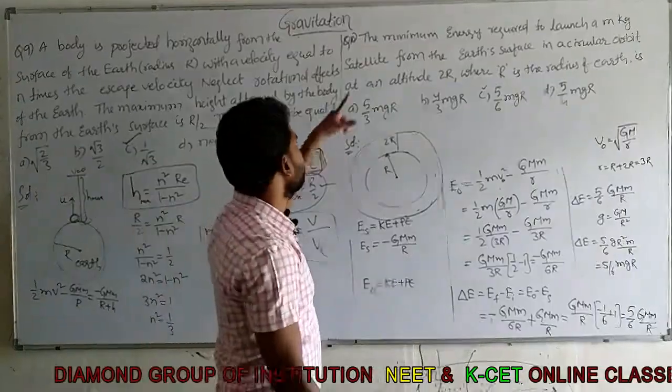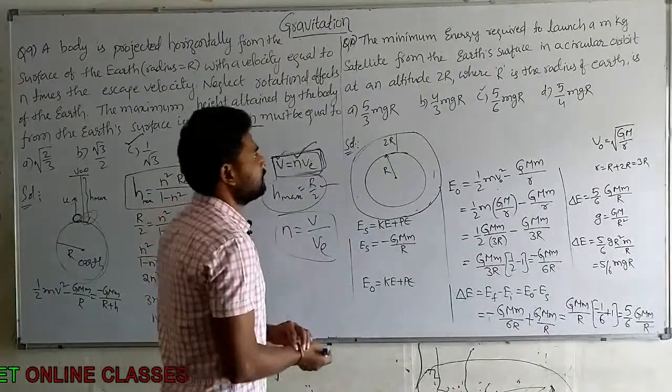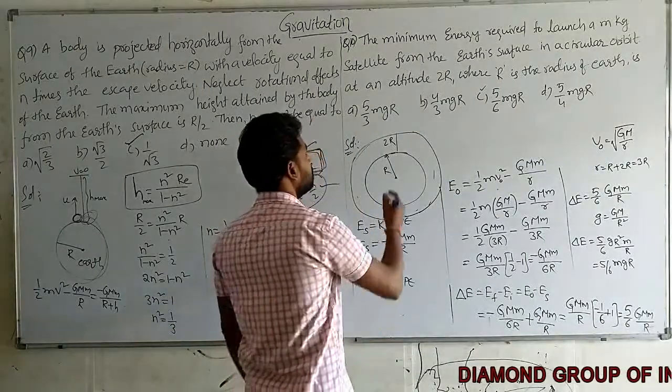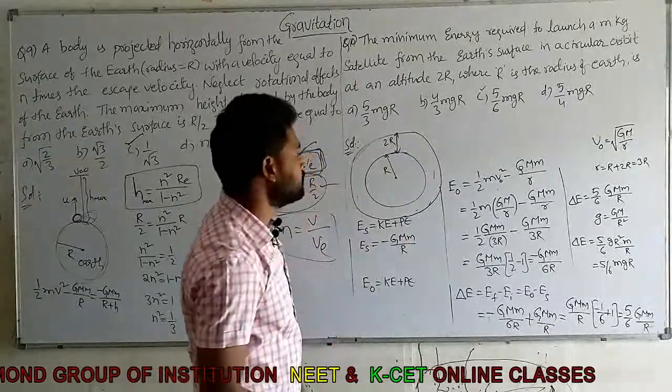Okay, follow this one. Next: the minimum energy required to launch an m kg satellite from the earth's surface in a circular orbit at an altitude 2R. Altitude 2R, height from the earth's surface is 2R, where R is the radius of the earth.